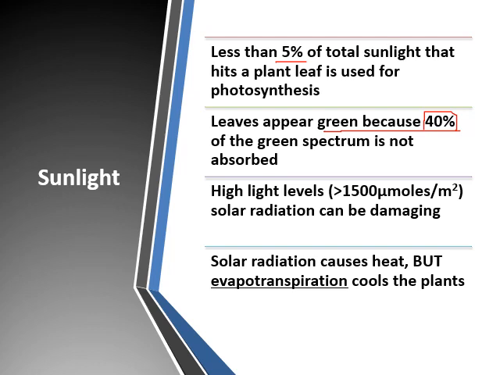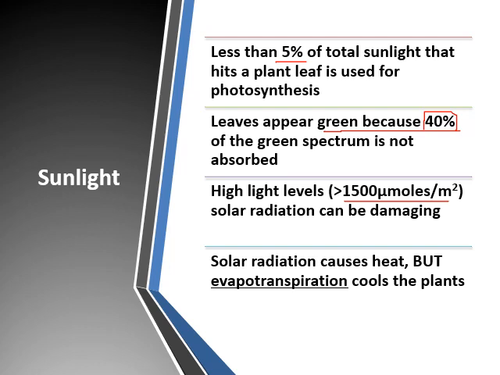High light levels, anything over 1500 micromoles per square meter is typically going to burn your plants with solar radiation or photoradiation, photooxidative damage. But typically, 1500, that's really bright. Like 1000 micromoles per square meter is already pretty bright. 500 is plenty bright.